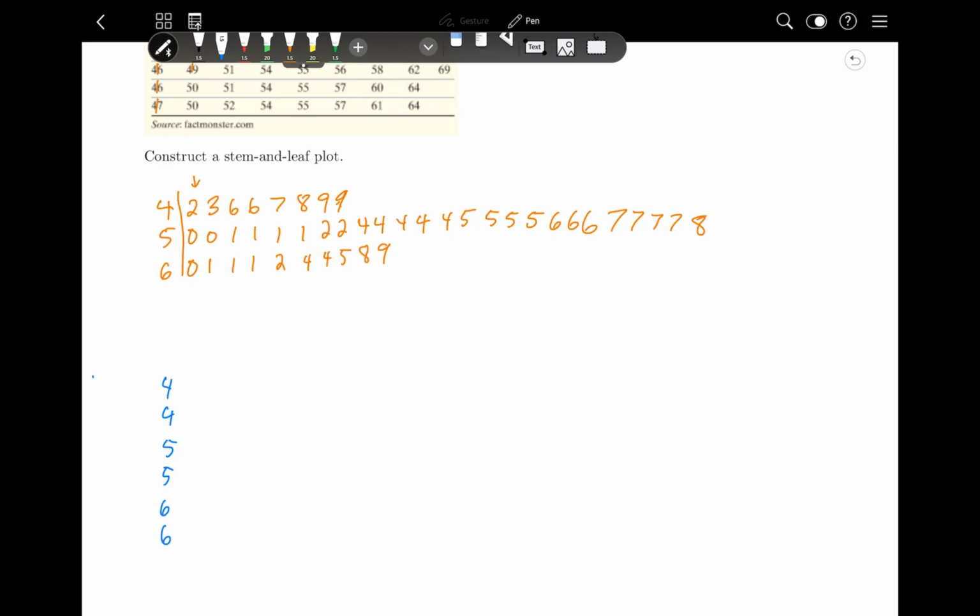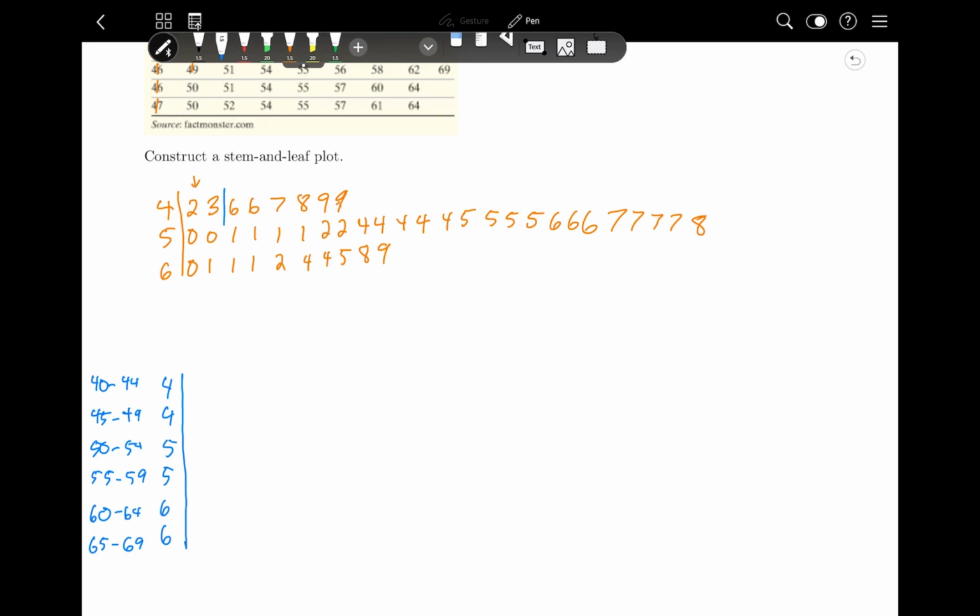So this first one would be 40 to 44. And then 45 to 49, and then 50 to 54, and 55 to 59, and then 60 to 64, and 65 to 69. And so what that does is it takes our three stems and turns it into six stems. So these are a little more broken up.